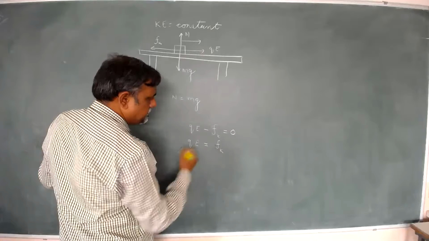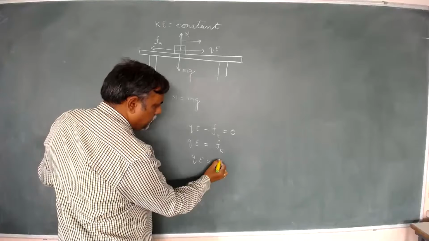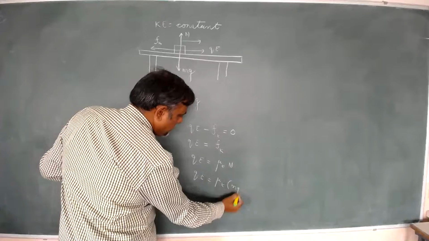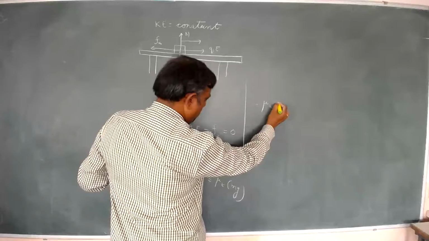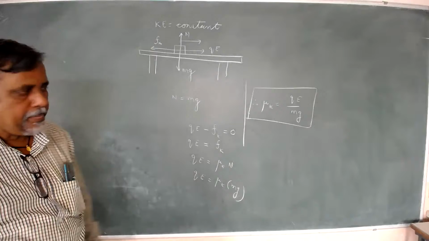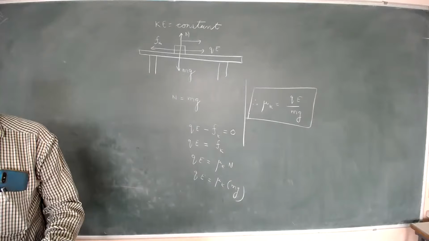What is the frictional force? Mu K into the normal reaction. But N is equal to MG. So QE is equal to mu K into MG. Therefore, the coefficient of kinetic friction, mu K, is equal to QE by MG. Come on, note it down. Option A is correct.